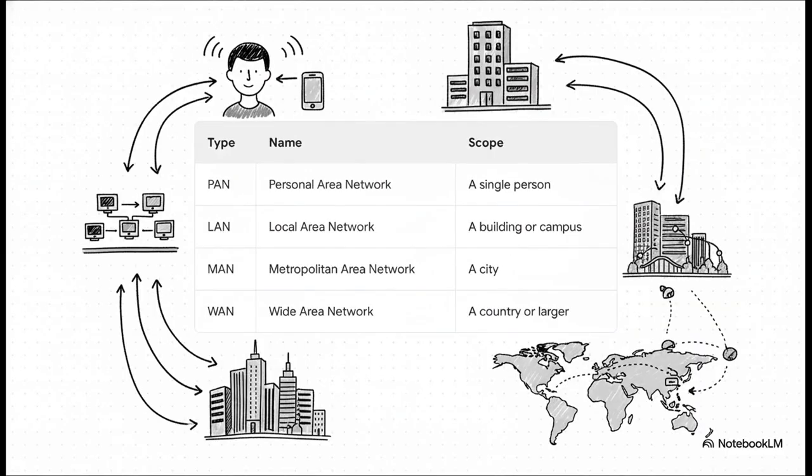So beyond the shape, you've also got the scale. We start small with a PAN, or a personal area network. That's basically just your stuff. Then you scale up to a LAN, a local area network, which might cover your entire office or school campus. Go bigger and you've got a MAN, a metropolitan area network, that can link up different LANs across a whole city. And finally, you get to the big one, the WAN, or wide area network, which can span a country or even the entire globe.